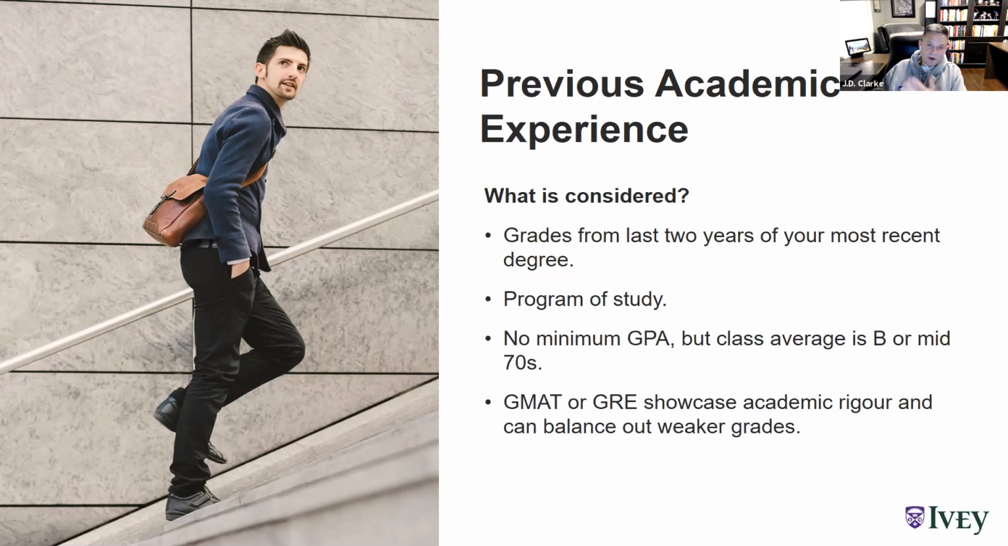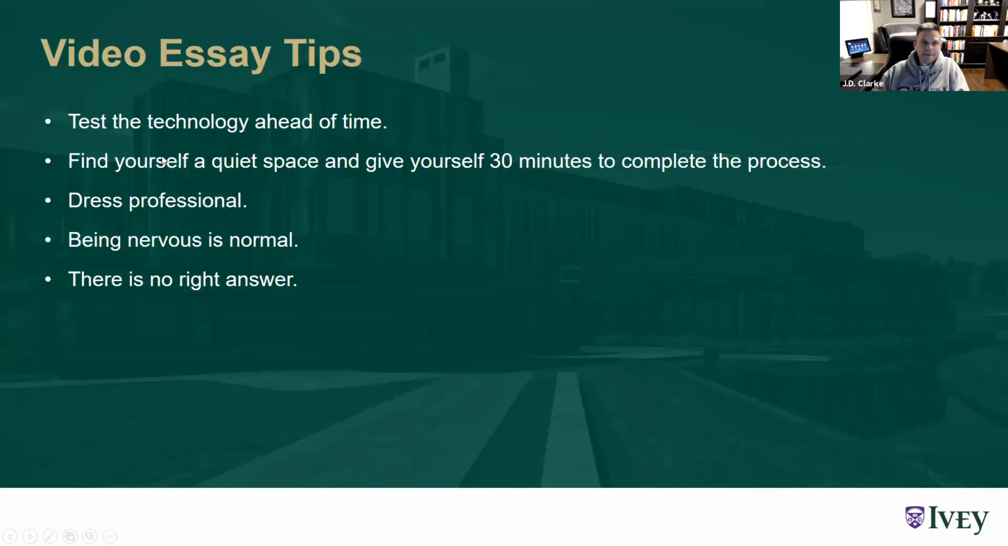Our average GMAT score, you may have mentioned it already, Sergey, so I apologize if I duplicated, is around the 665 range. But there is a wide range of scores, anywhere from 520 on the low end to 780 on the high end. So again, the GMAT is just one of those considerations that we look at.